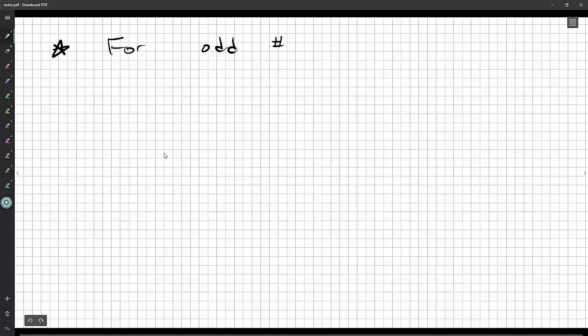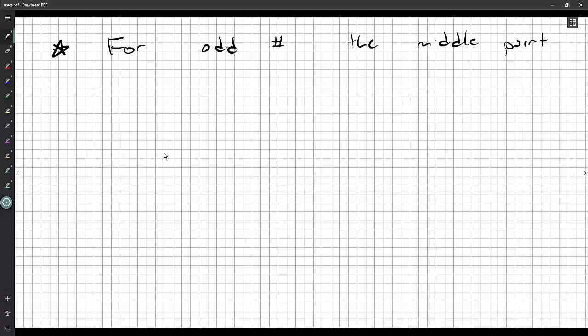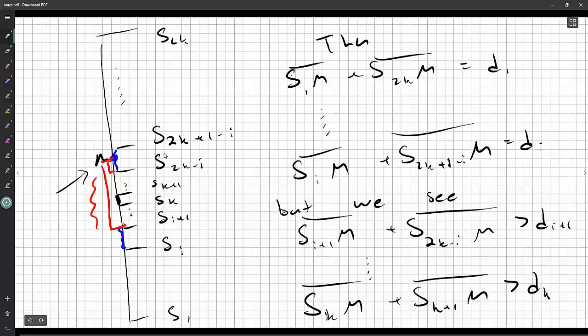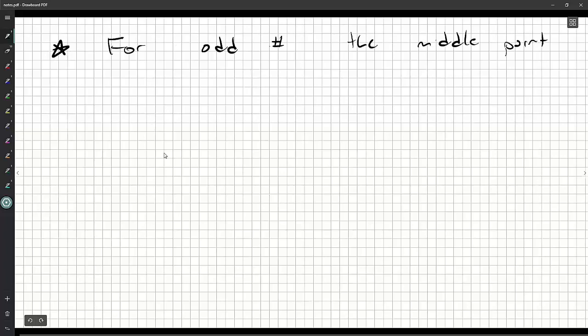For an odd number, the middle point. That's what we saw in part A, Carla. And we could show that. Just go here and add in a middle point in between them. And then we just need to minimize that distance to M, and so you make that 0. The middle point, when they are ordered, gives the unique minimum.